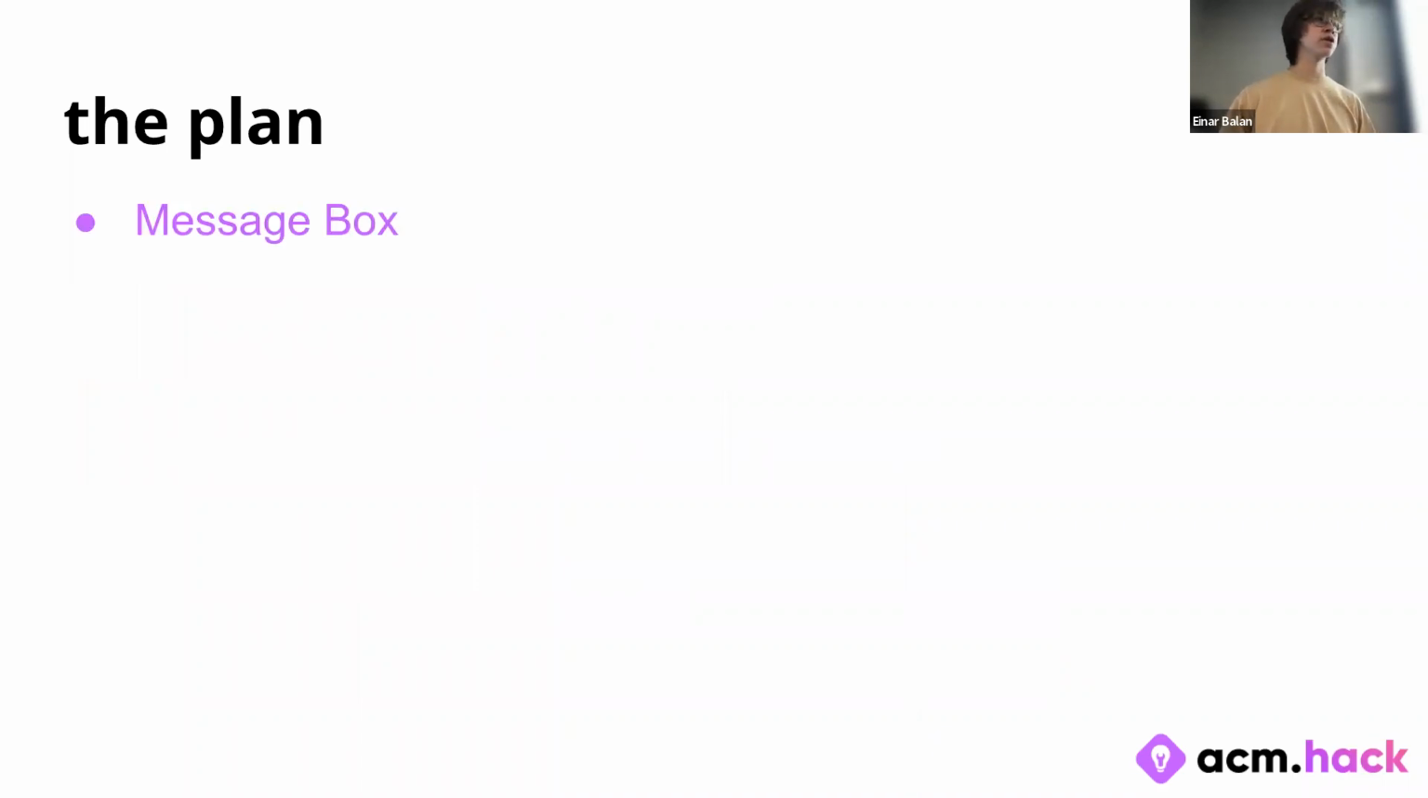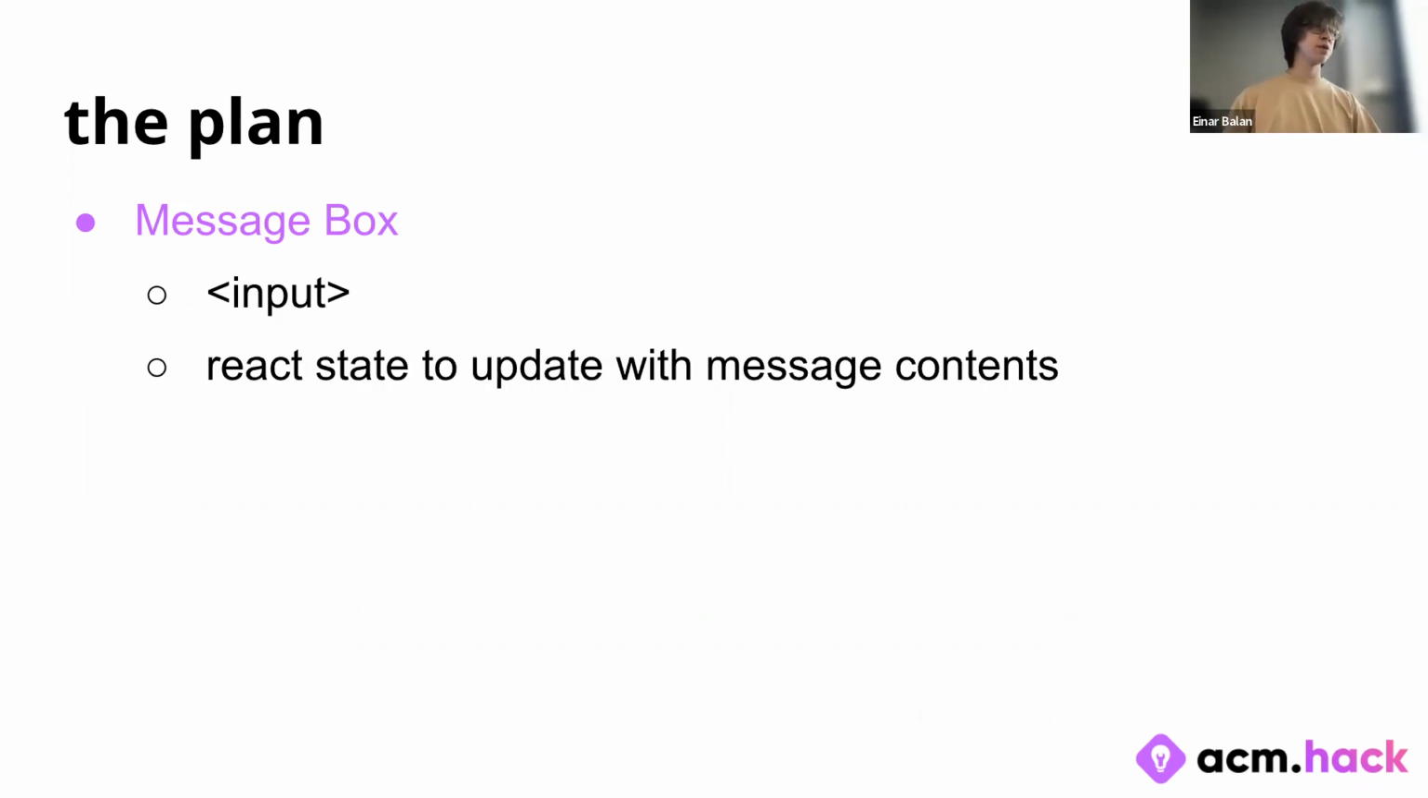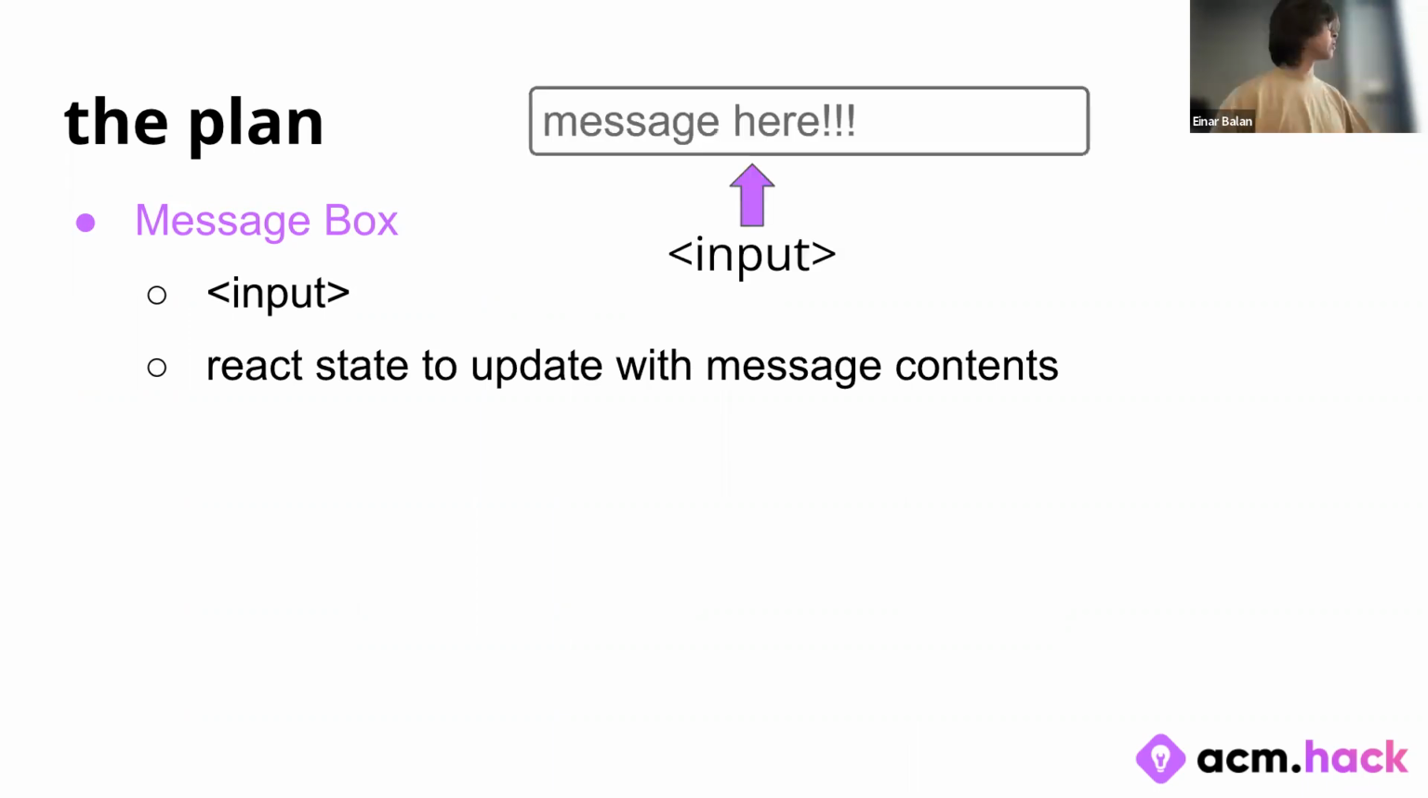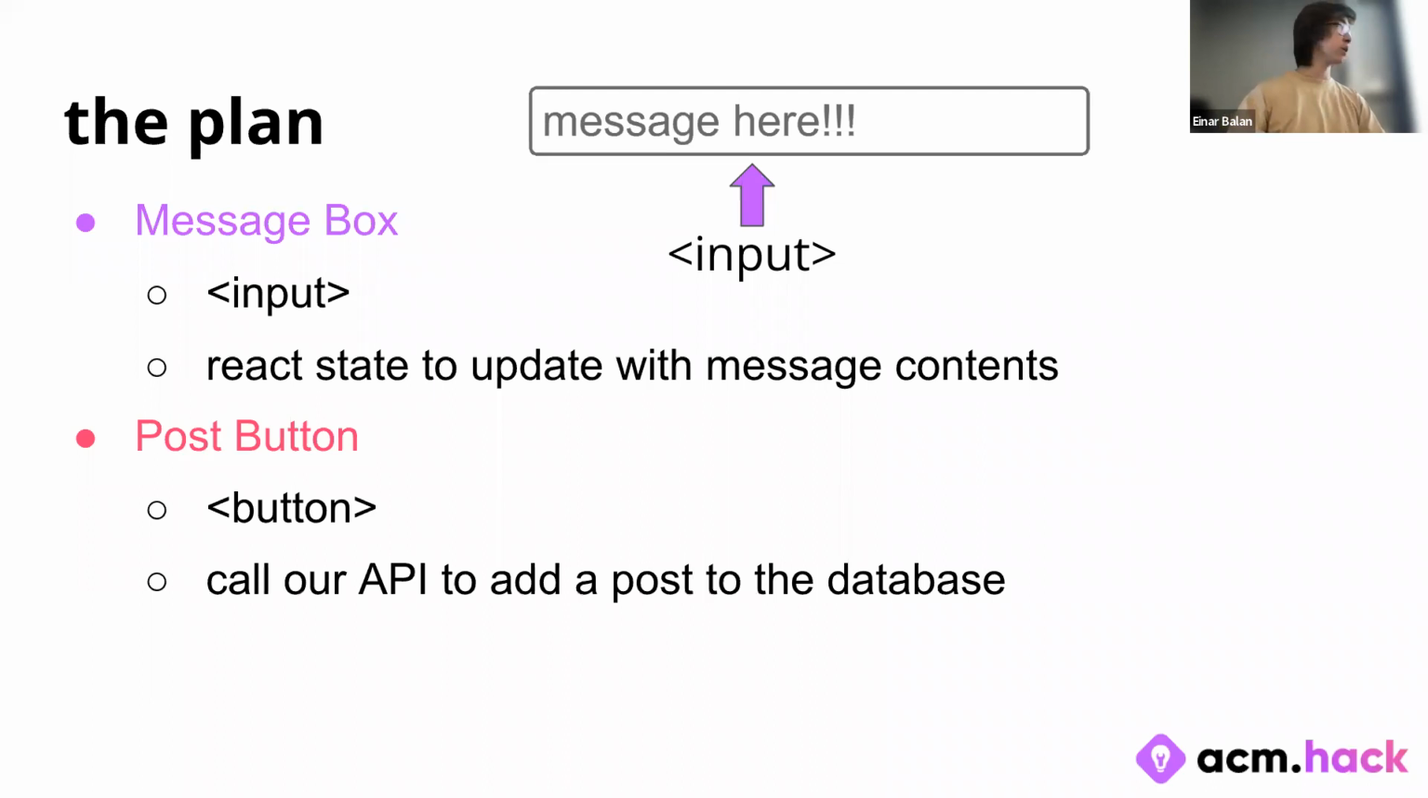In addition to our plan, let's get a little bit more deep into it. So what do we want our message box to be? Well, there's this cool built-in HTML tag called input, and we can use this along with a React state in order to update our post with some message contents. And this is what our input box will look like, as well as a post button. Again, I know this is super simple. There's a built-in HTML tag called button, and we can use this button when we click it to call our API and add a post to our database. And we've already made the feed part of the API and interface, so that's already there.